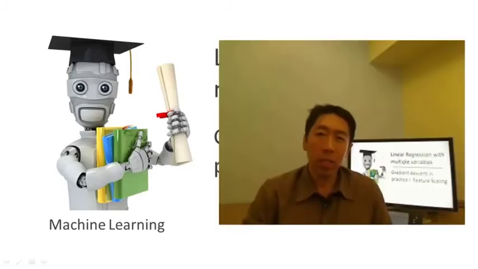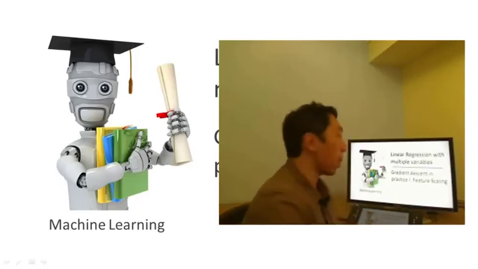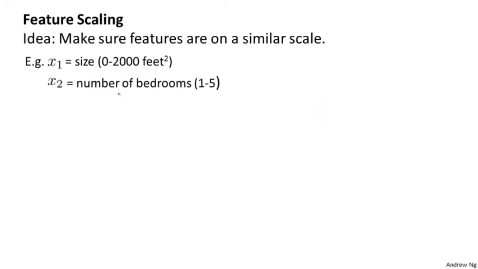In this video, I want to tell you about an idea called feature scaling. Here's the idea. If you have a problem where you have multiple features, if you make sure that the features are on a similar scale, by which I mean make sure that the different features take on similar ranges of values, then gradient descent can converge more quickly. Concretely, let's say you have a problem with two features where x1 is the size of a house and takes on values between, say, 0 to 2000, and x2 is the number of bedrooms, and maybe that takes on values between 1 and 5.